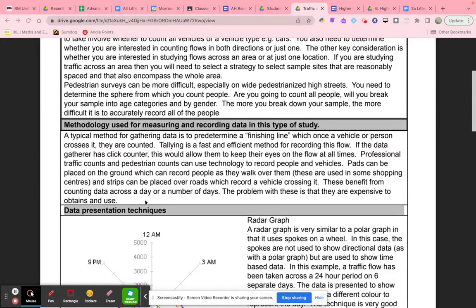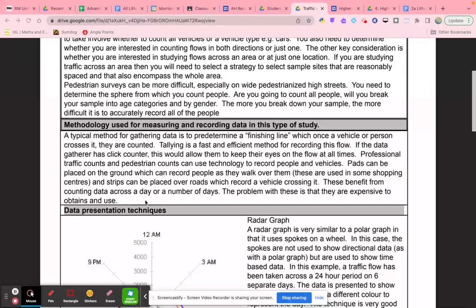Now, the period of time in which you conduct this study is also vital, because if you're comparing flows across an area, then you clearly need to gather data at the same time. Because one of the aspects of pedestrian and traffic data is that it is highly time dependent, and it does vary across time and day of the week. And therefore, your methodology has to account for those variations.